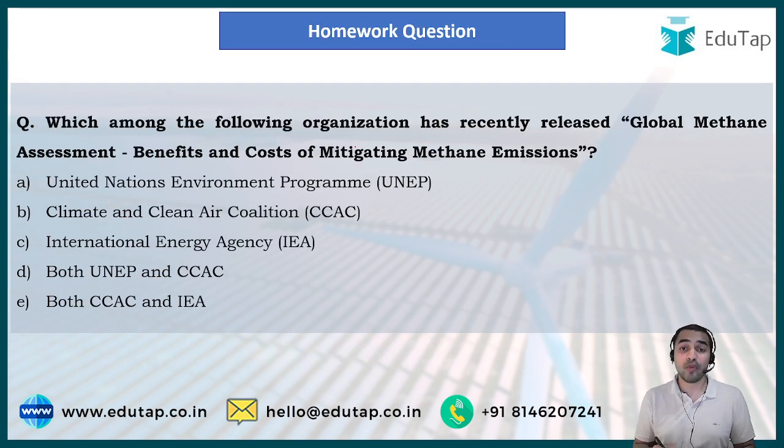So guys, the homework question is, which among the following organizations has recently released the Global Methane Assessment: Benefits and Costs of Mitigating Methane Emissions? And guys, the options are United Nations Environment Program, Climate and Clean Air Coalition, International Energy Agency, both UNEP and CCAC, both CCAC and IEA.